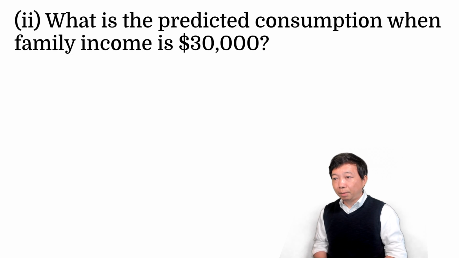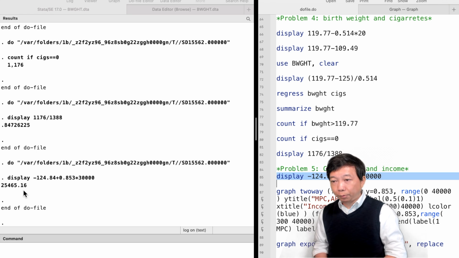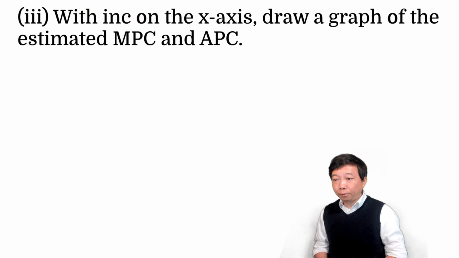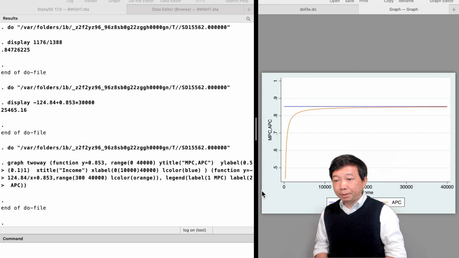The second question: what is the predicted consumption when the family income is $30,000? Putting 30,000 into the OLS estimated equation, we have the predicted consumption of $25,465. The third question asks us to draw a graph of the estimated MPC and APC with income on the x-axis. The MPC, the marginal propensity to consume, is the estimate of the slope parameter. It is 0.853, a constant. The APC, the average propensity to consume, is a function of income. Here are the curves for MPC and APC.